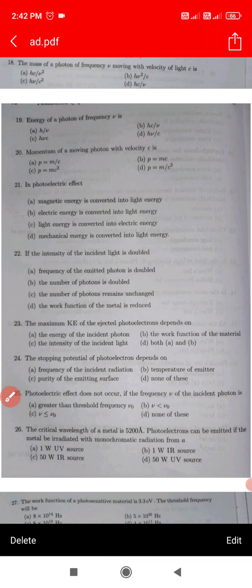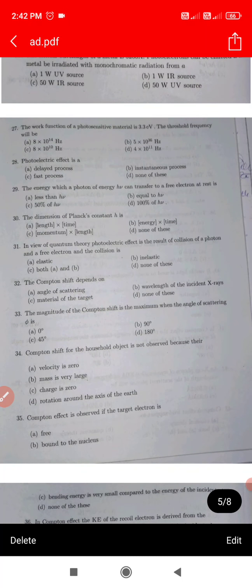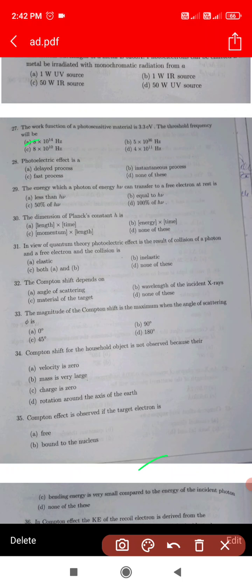Next question, 27th question: the work function of the photosensitive material is 3.3 electron volts, and the threshold frequency is 8 into 10 power 14 hertz. A is the answer. Photoelectric effect is an instantaneous process. Instantaneous means it does not change with respect to time.